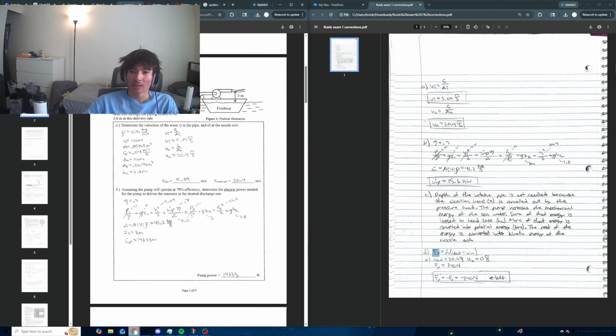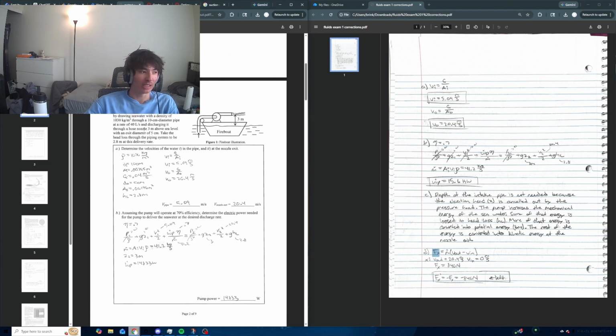And then on the other side of the equation, the pressure at 2 is 0 because it's coming out the outtake, coming out the nozzle, which is at atmospheric pressure. And the elevation head is 3 meters because the problem statement says it goes up 3 meters. And then the velocity out, which we solved for, is 20.4 meters per second. And then the head loss is 2.8 meters. That is given by the problem statement.